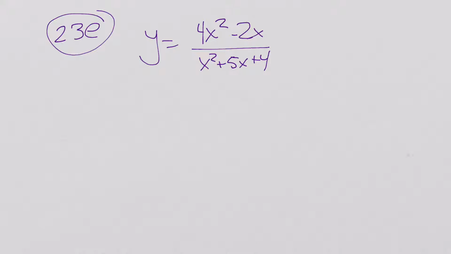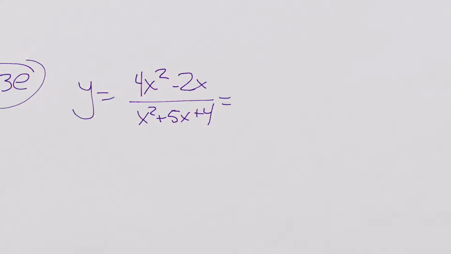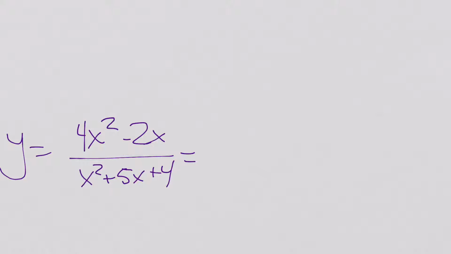Okay, if we want to know what this thing looks like, we're going to have to factor it. So let's factor the numerator. Let's pull out a 4. What are we left with? We're left with x squared minus 1 half x, which is weird.